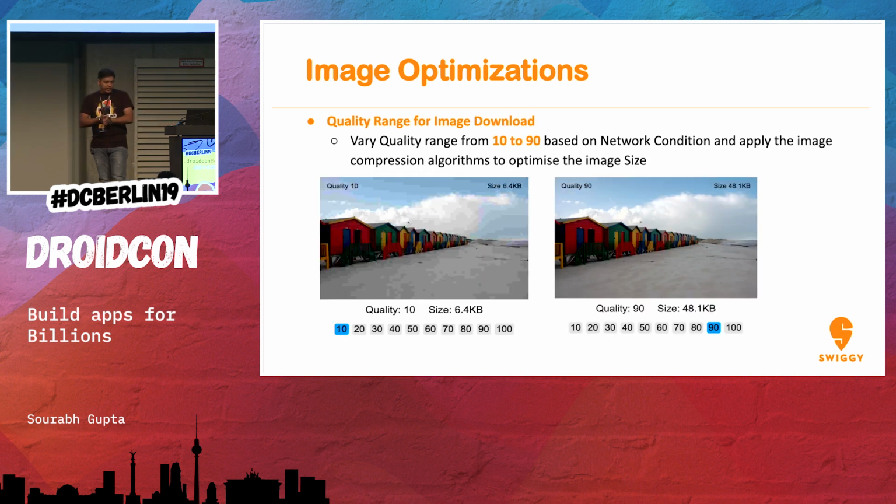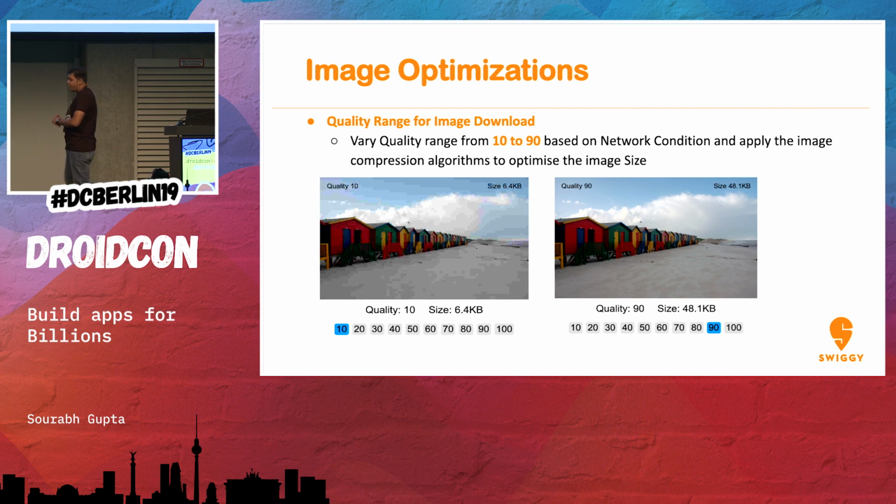Then comes the quality range for the image. What we are doing is that whenever we have the image, based on your network condition, based on how good the network is, we change the quality of the image, and then we show the right image to the user. If you see the image here, if we download the image with quality 10, we see a size of about 6.4 KB. It has some image compression logic, due to which it's showing blurred. If I download the image with quality 90, it's 48 KB. It's not that huge a size.